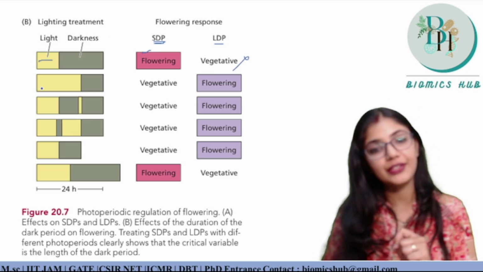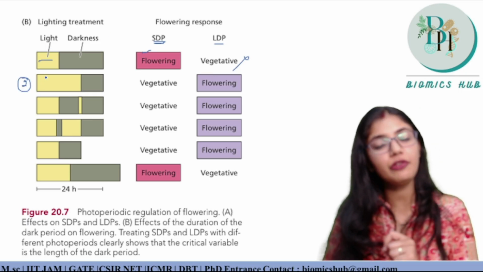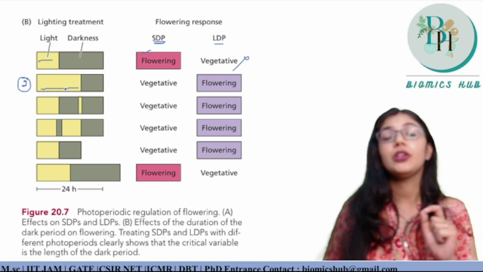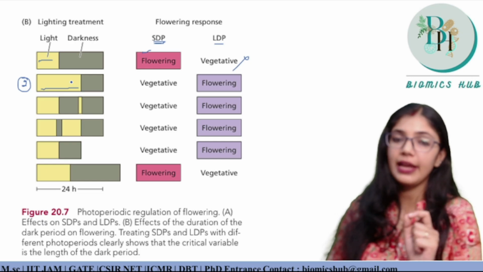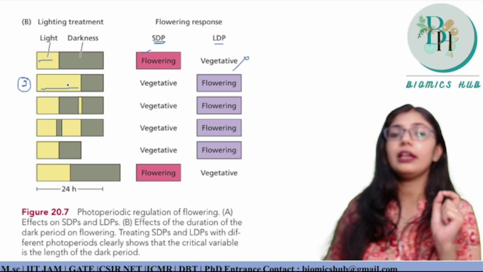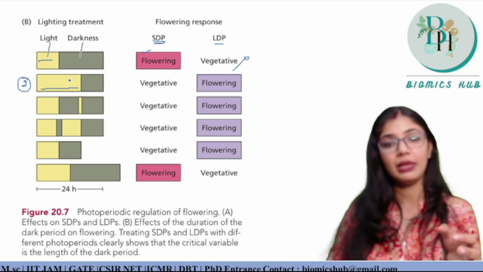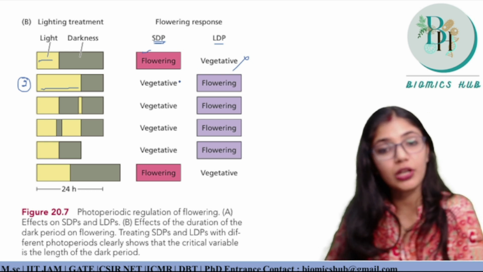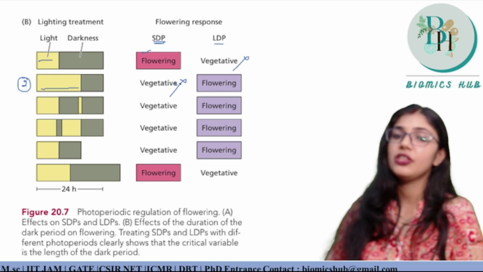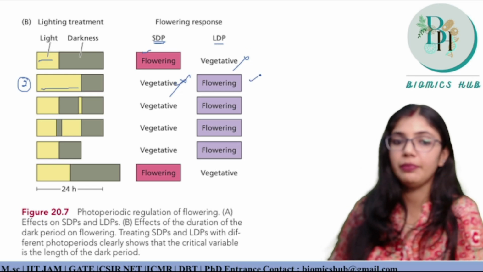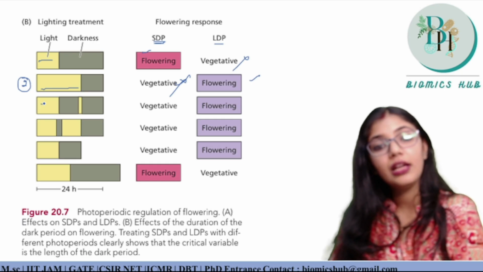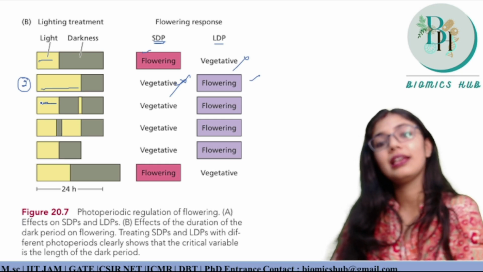Okay, now the next condition, the second condition: here we can see that the light is more. If there is more amount of light as compared to the critical period, that means flowering will take place in the long day plants. So in the short day plant there will be a vegetative state, and in the long day plant there will be flowering.